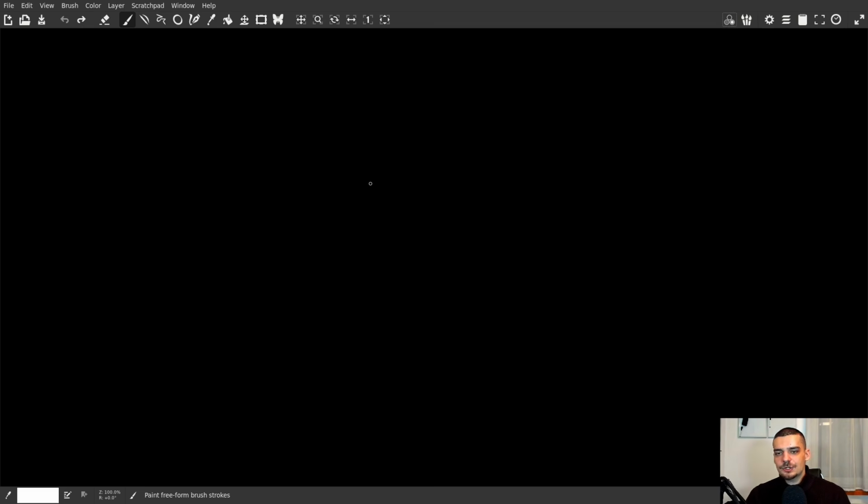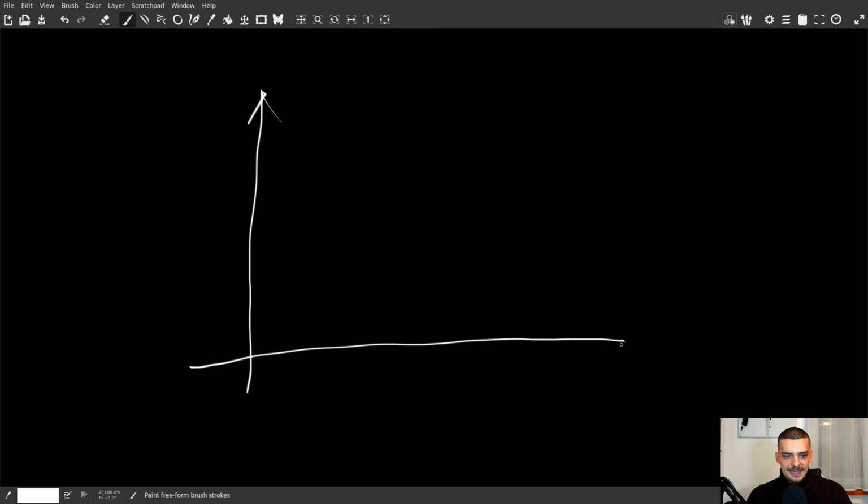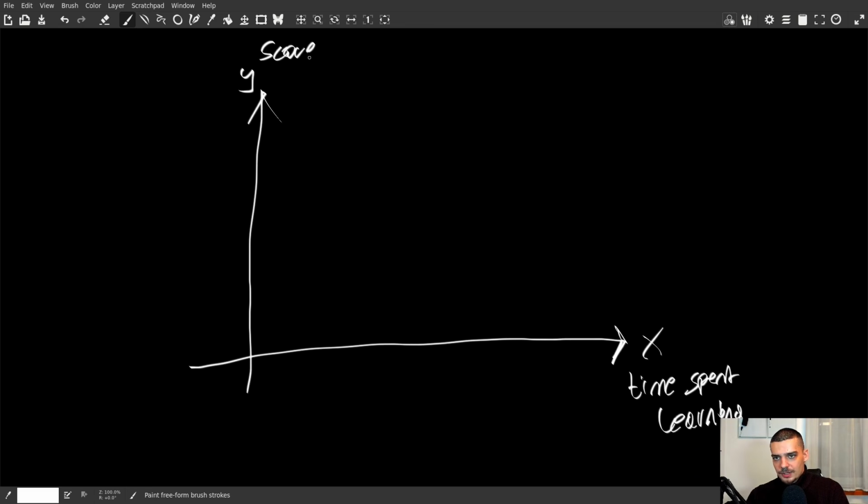So let us get started now with the most basic question: what is linear regression? And for this, I'm going to use a very simple example, a two-dimensional coordinate system where we have an x-axis and a y-axis. And let's assume we have some data points. Let's say the x-axis is time spent learning, and the y-axis is score on exam. This is one idea here. So we have one variable which is free and one which is dependent.